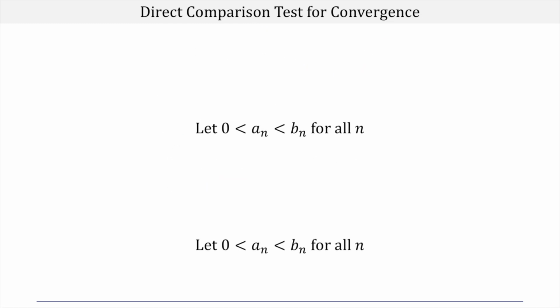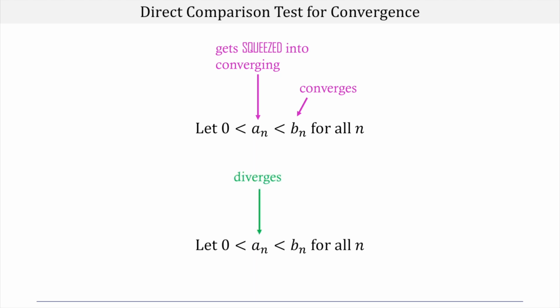It's important to know which function or which series is bigger than the other, because if b sub n converges for all n, that means that a sub n gets squeezed into converging. If a sub n diverges, then b sub n gets pushed into diverging.